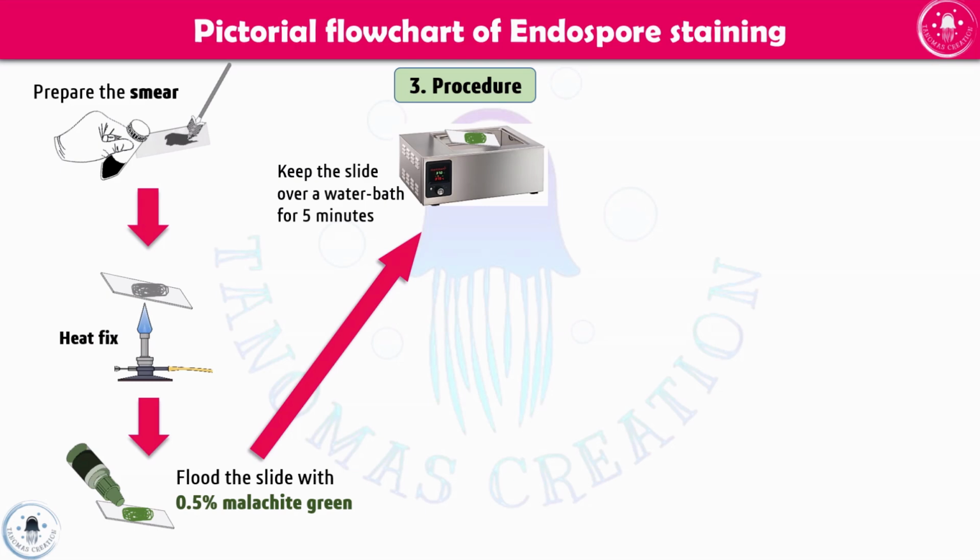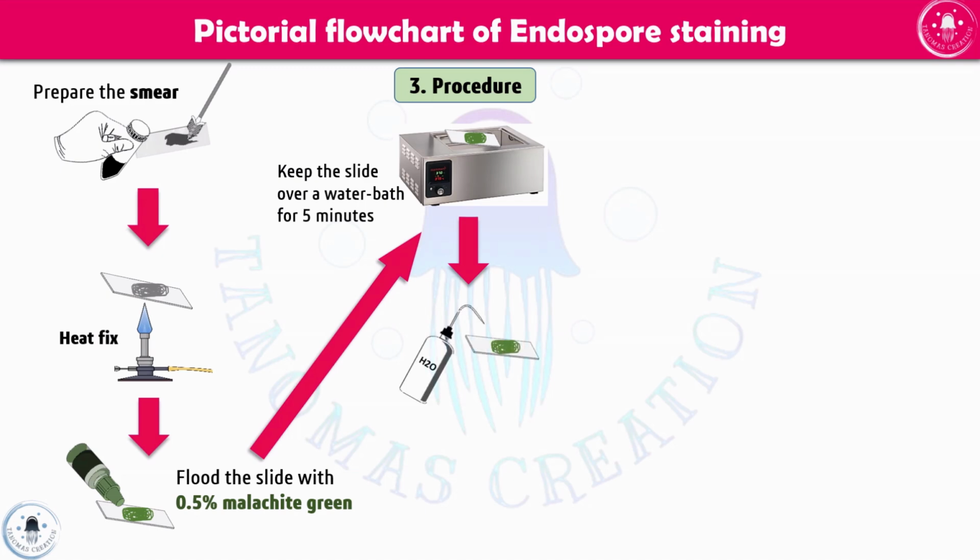Water bath will allow the smear to steam, right? And the steam will allow the stain to get inside of the bacterial cells. Since endospores are resistant structures, they will not retain the stain easily. That is why the water bath is used to enhance the penetration of the dye inside the endospores. So this steaming method is a very critical part of this endospore staining.